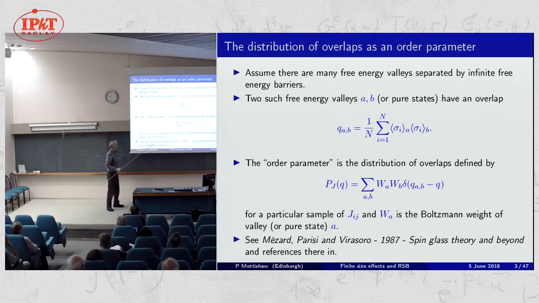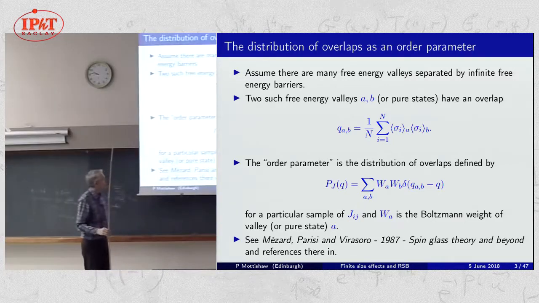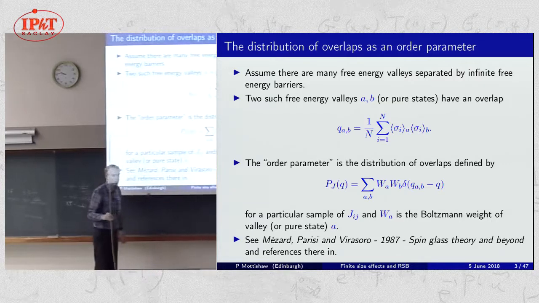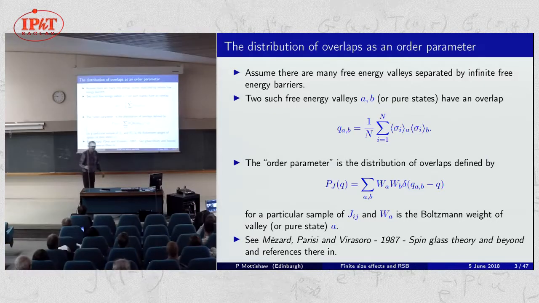One way of capturing part of the information from that is to look at this P of Q, the distribution of those overlaps weighted by the Boltzmann weights that you get from the pure states. So P of Q is the thing that I will be focusing on calculating or looking at in a number of different systems.